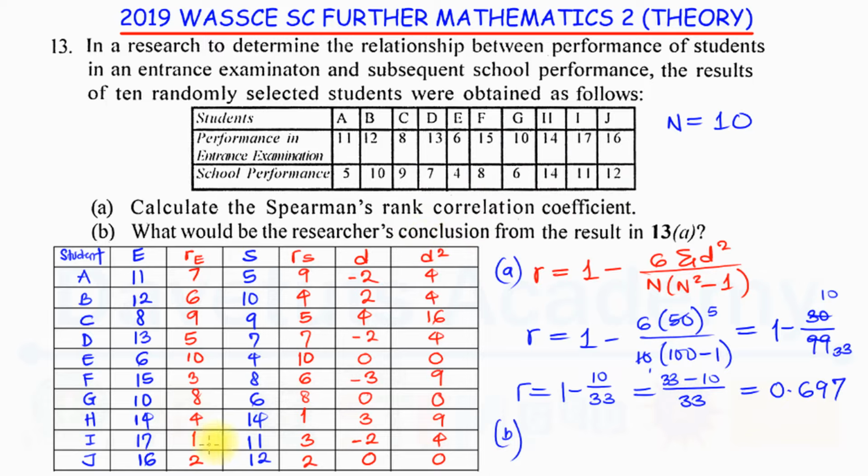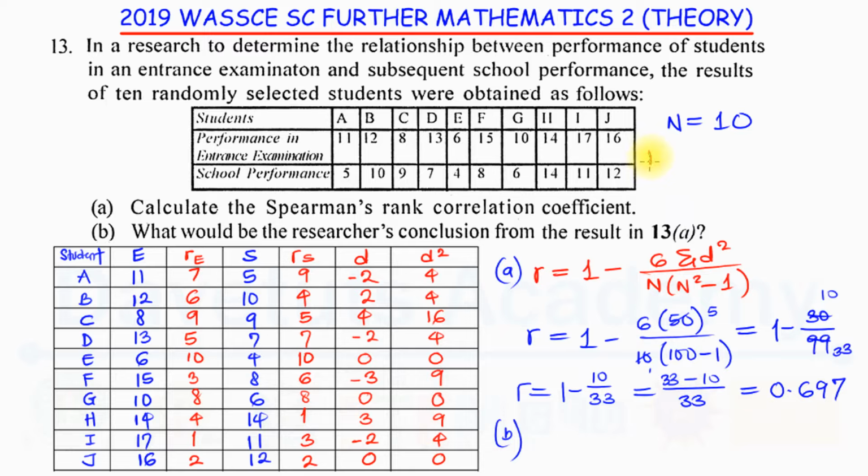So if we look at this, we can see here candidate H came first here, but he came third here. However, candidate J came second and also came second here. Look at this last candidate. He came 10th here, he also came 10th here. So we just want to look at how the relationship is between those two.